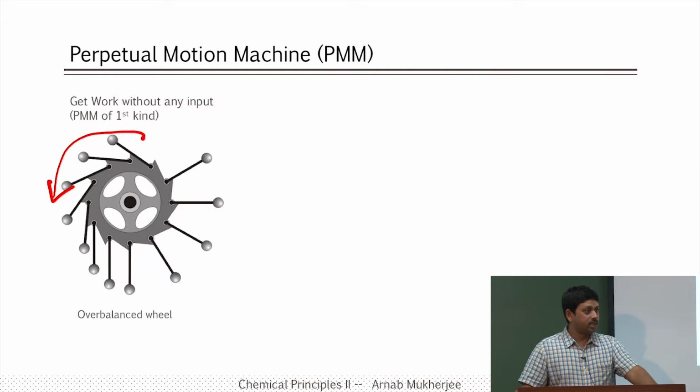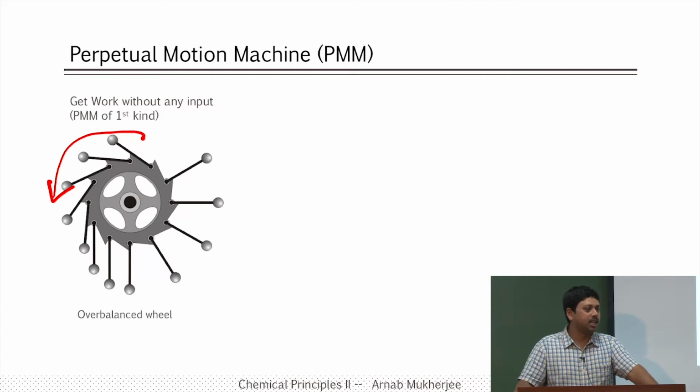This is just one example. Several people have tried to make this kind of perpetual motion machine and asked for a patent. The US patent office stopped taking patent applications at some point, saying you have to show a prototype of the perpetual motion machine, then only the application will be accepted, because a lot of people tried and actually everybody failed to make a perpetual motion machine.